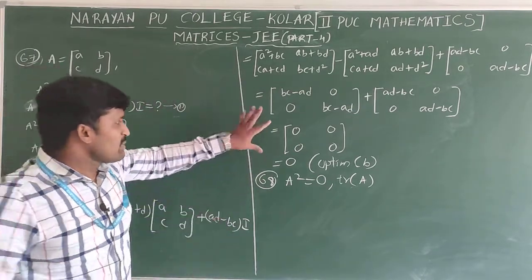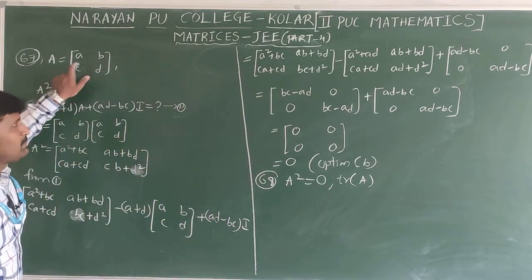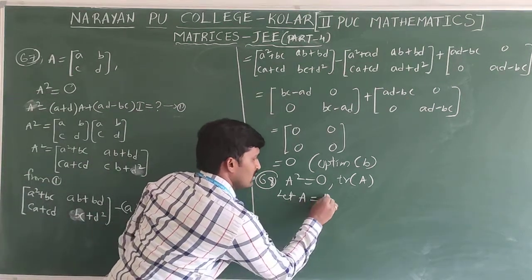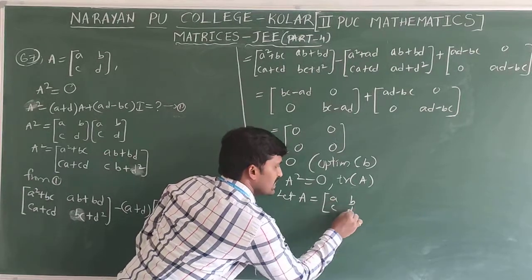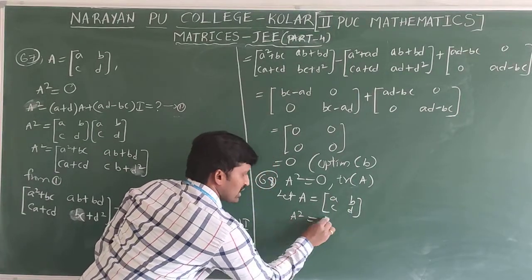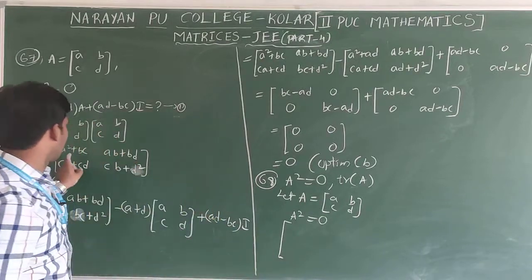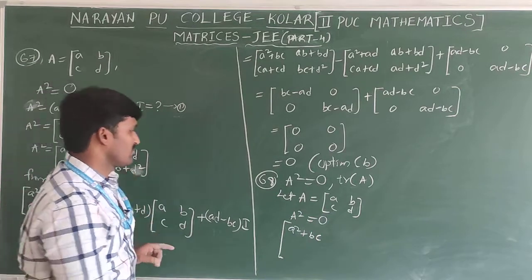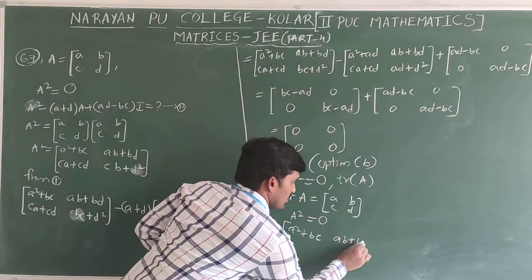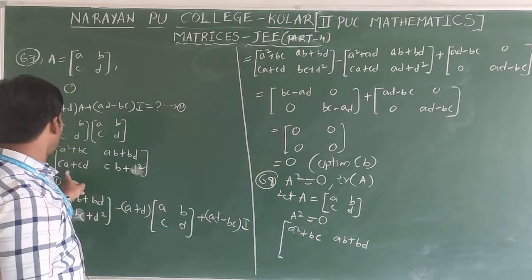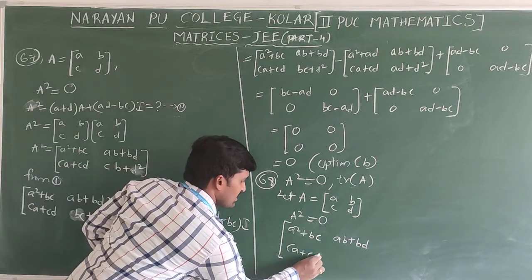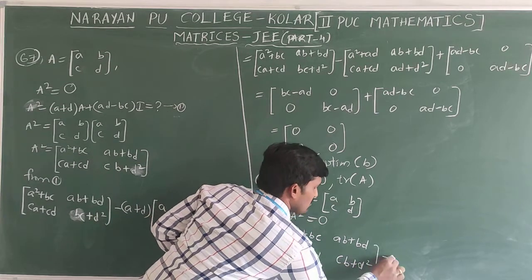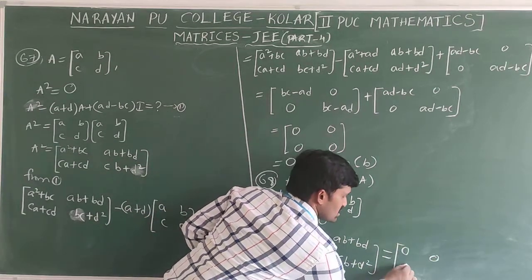Okay, now if you take this same matrix, A, B, C, D, what is A square we got? Already we know, A square equal to 0 is given. What is A square, already we got in this question? A square plus BC, AB plus BD, CA plus CD, CB plus D square. Which matrix? 0, 0, 0, 0.